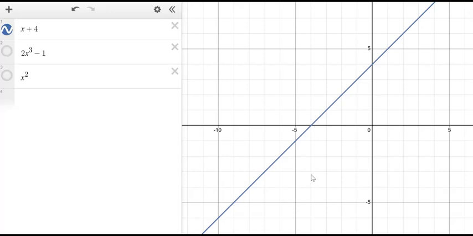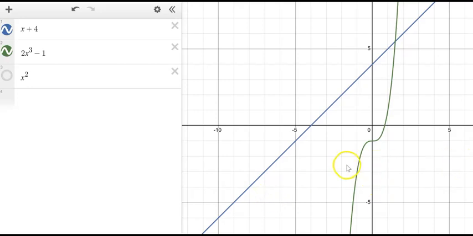and it has an inverse. And we knew that because, like I said, we had x plus 4. We found its inverse to be x minus 4 earlier. We can do the same thing for the next one. We had 2x to the third minus 1. Let's see. It's a function because it passes the vertical line test.